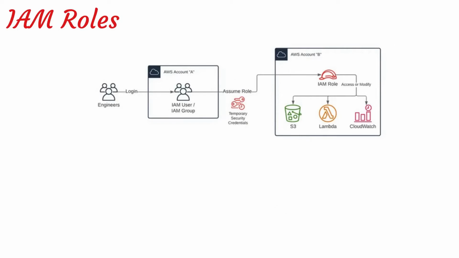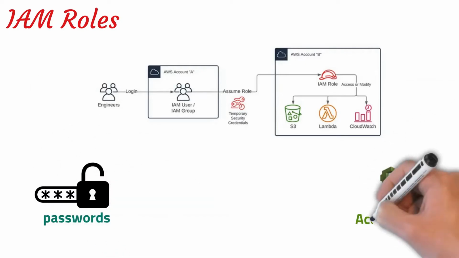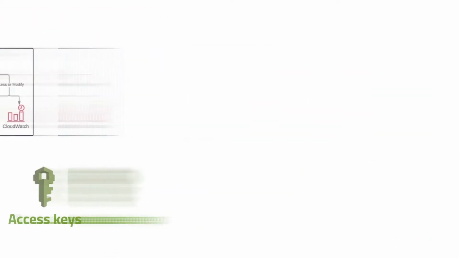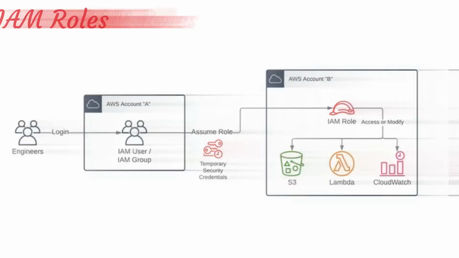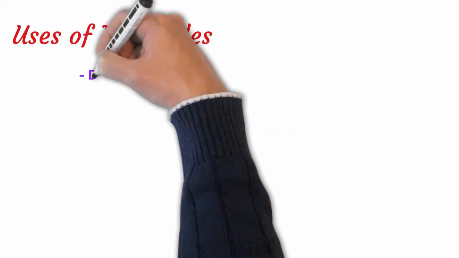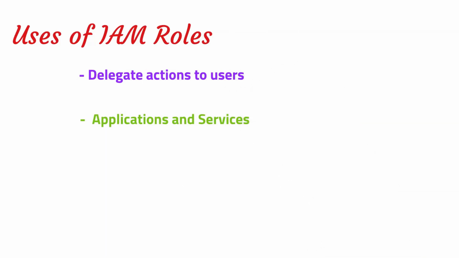A role does not have a long-term credential associated with it, like passwords or access keys. Typically what happens in the background is, when a role is assigned to a user or application, a temporary access key is created and shared. Later the temporary key is revoked and destroyed. Roles can be used to delegate actions to users, applications, and services which do not have access to AWS resources.